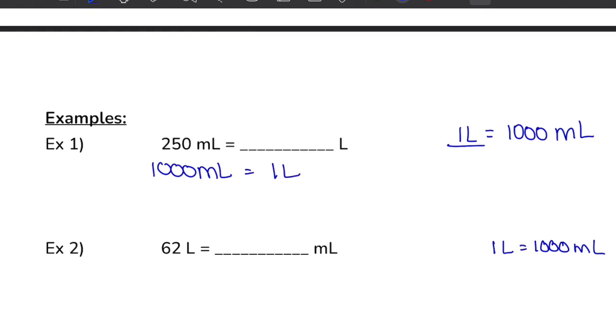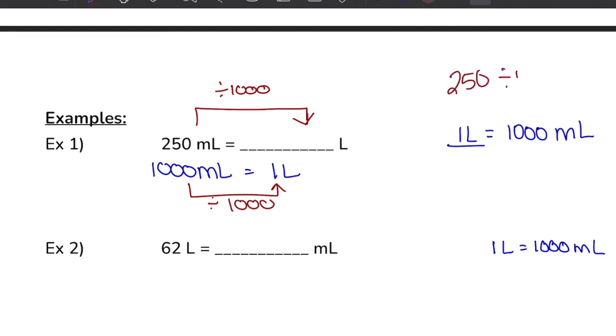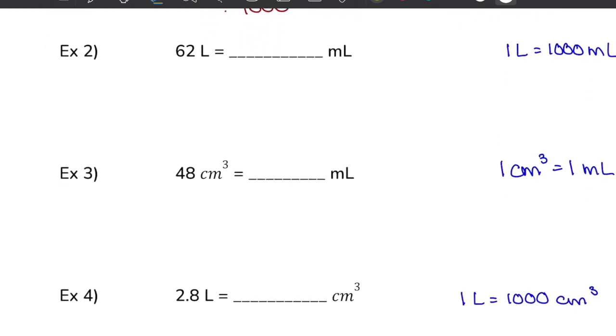This will help me determine what operation I need to use because I know I'm going from here to here, right? So how does 1,000 become 1? Well, we divide by 1,000. Here I'm going to do the same thing, and divide by 1,000. Now input this into your calculator. 250 divided by 1,000, you will get 0.25. And that's the answer. If your calculator gave you 0.250, that's also okay. All right, now let's move on to the next example.